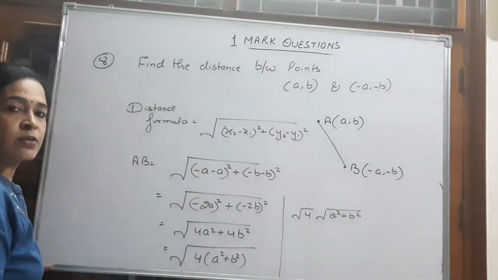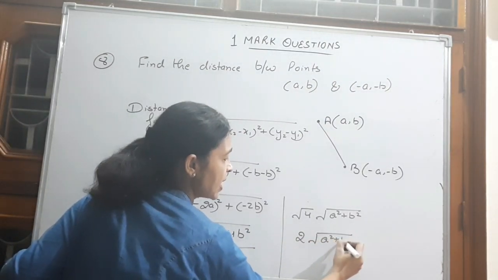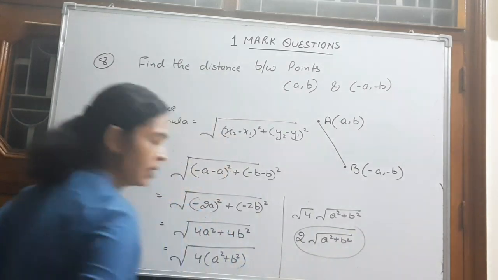What is root 4? Plus minus 2. But we will write only 2 because distance can't be negative. This is our answer.